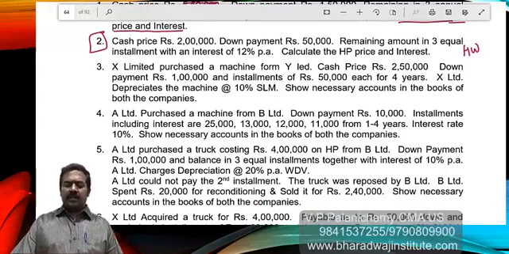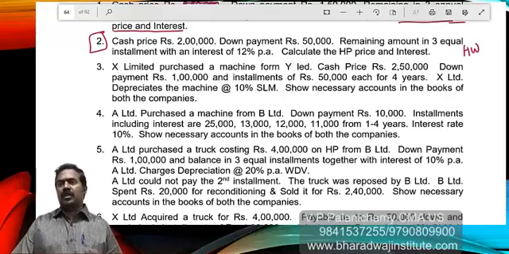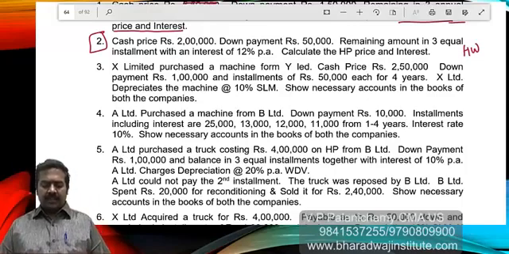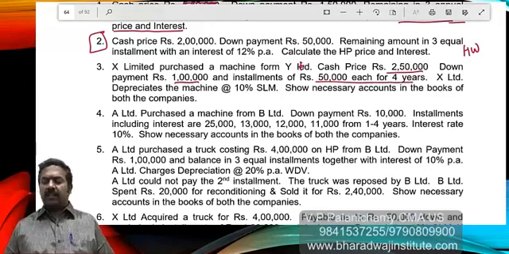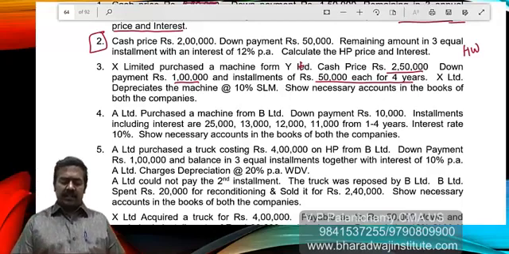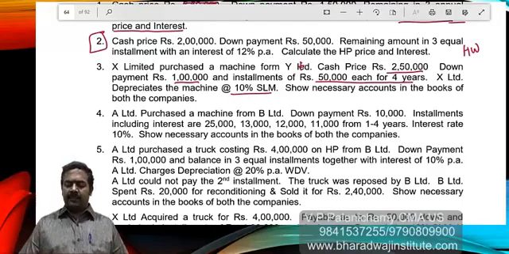Go to the third question. We'll first calculate interest, hire purchase price and all. Then accounts we'll learn. Journal entries we have not done so far. Through this problem, let us learn accounting. X Limited purchased machinery from Y Limited. Cash price 2,50,000. Down payment 1 lakh. Annual installments are 50,000 for 4 years. They are providing 10% depreciation SLM. Show necessary accounts in the books of both the companies.